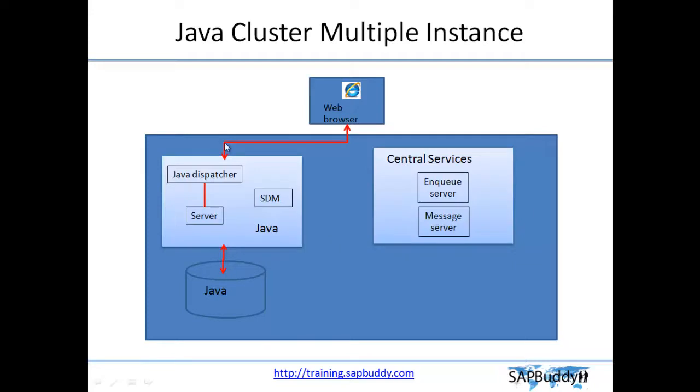As we know, in a Java instance we have two main components. The first one is the server, and the other one is the Java dispatcher. The server process provides the infrastructure in which the Java J2EE application can run, and the Java dispatcher distributes the client request to a free server process instance. These are the two main components of your Java instance.